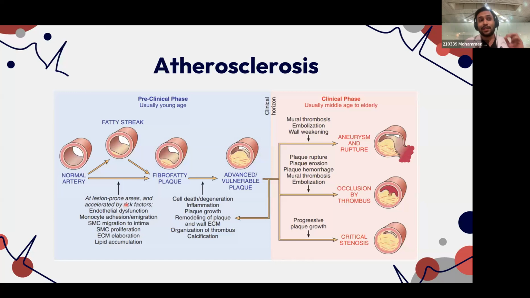Now, these changes that happen early on can be seen in patients at young ages. For example, at our ages, you can see this type of change. This change is called a fatty streak, where you have foam cells that appear in the blood vessel walls. This is called a fatty streak. It happens in younger age groups.